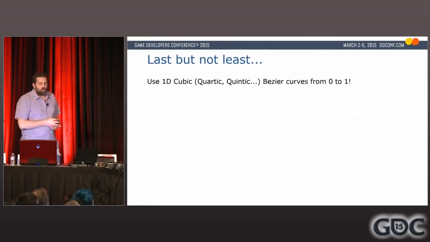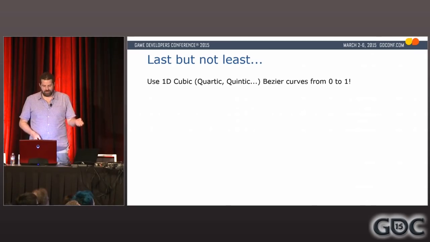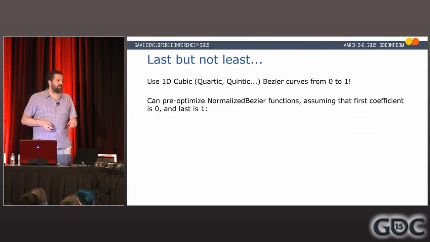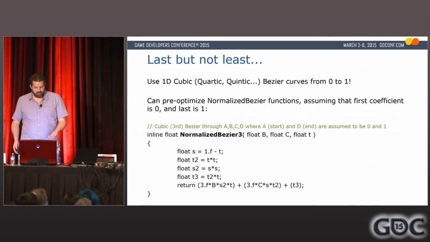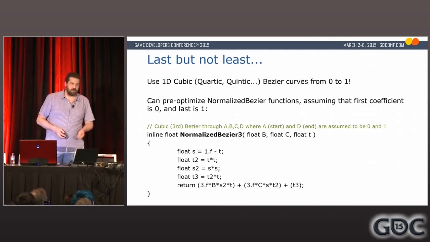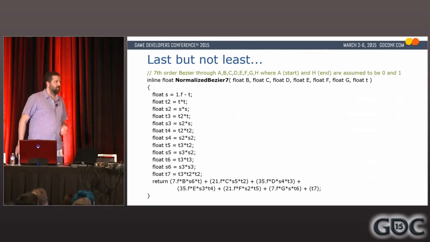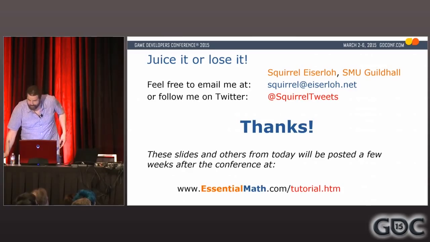Last but not least, we can always go back to my favorite friend, Bezier curves, and we can use cubic, quartic, quintic, however we want. And we can actually optimize them since we don't need the general case. We can assume that they go from 0 to 1. So if you have a Bezier that goes through control points A, B, C, D, you could just say A is 0, so those terms are just erased from the code, and D is 1, and the code simplifies, right? You can even have a seventh order Bezier like that. So that's it. I think I'm out of time already. Is that true?